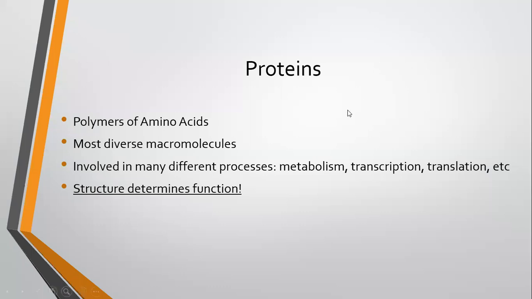So what are proteins? Proteins are polymers of amino acids, and they're the most diverse macromolecules. Proteins are involved in many different processes in our body, such as metabolism, transcription, and even translation. And their folds determine their characteristics, which is why we say that structure determines function.